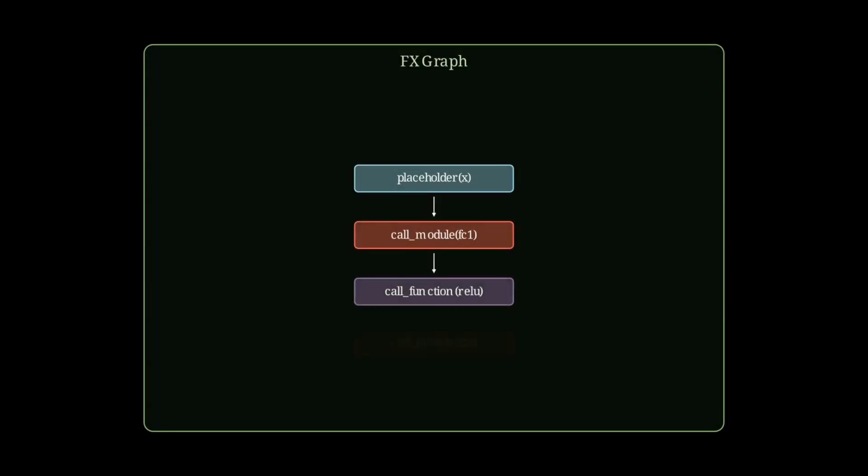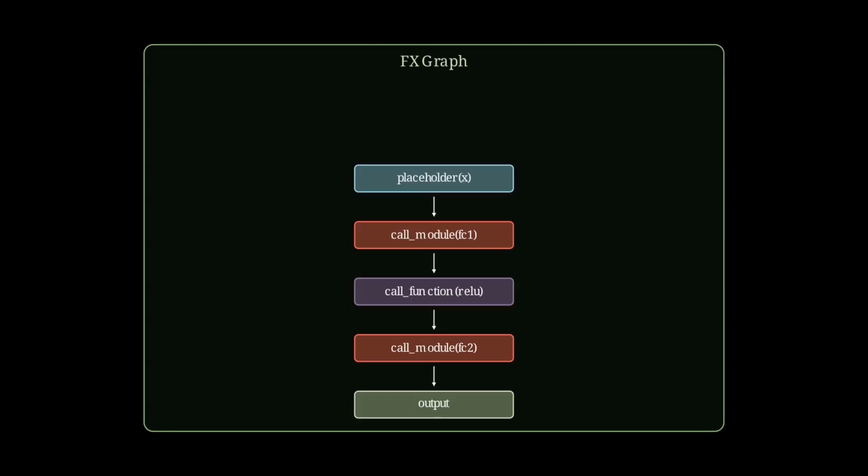An FX graph is simply another representation of your model. Instead of storing Python statements, it stores the tensor operations that your model performs and the relationships between those operations. Okay, so you can think of it as a graph that describes how data flows through your model from input to output. Let's take a simple model as an example.